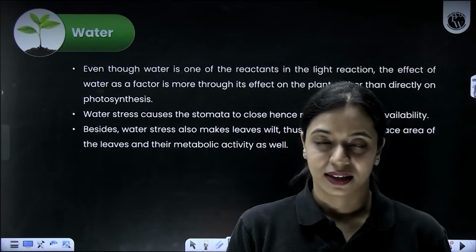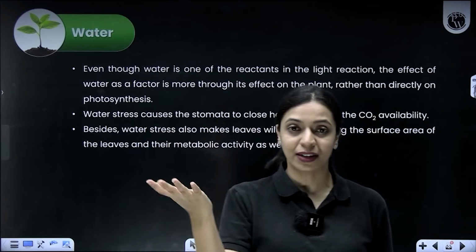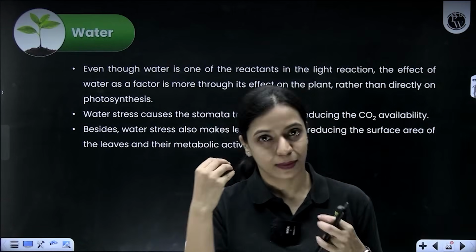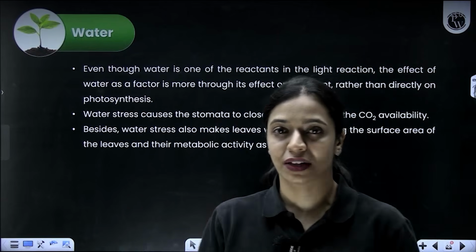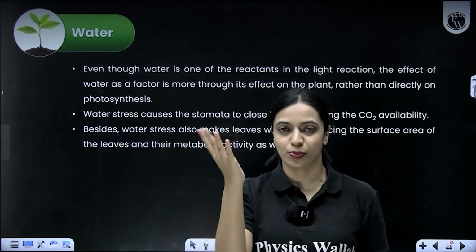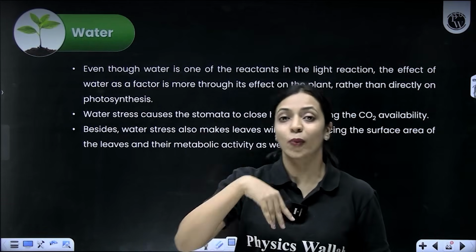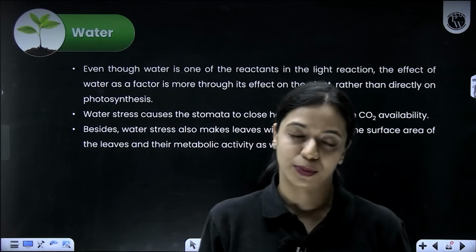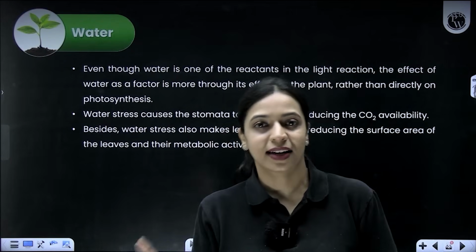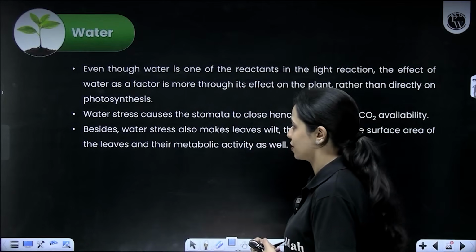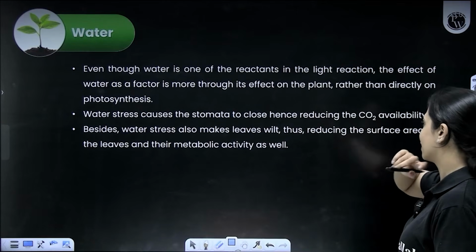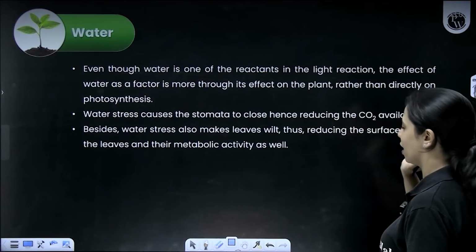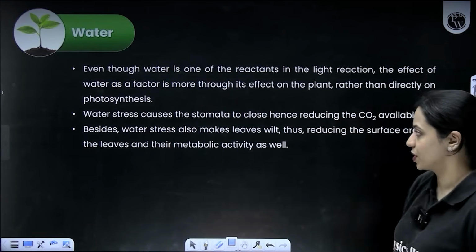Thirdly, in order to limit the surface area exposed to sunlight and control transpiration even further, plant leaves might wilt. Instead of being exposed like that, they might droop down. When that happens, the exposure to sunlight is limited, so the light reaction cannot happen properly. So that way, indirectly, it will affect the rate of photosynthesis. Even though water is one of the reactants of the light reaction, its effect as a factor is more through its effect on the plant rather than directly on photosynthesis.